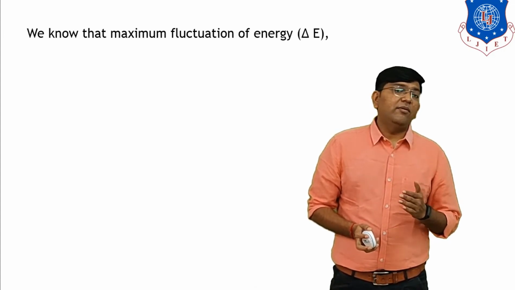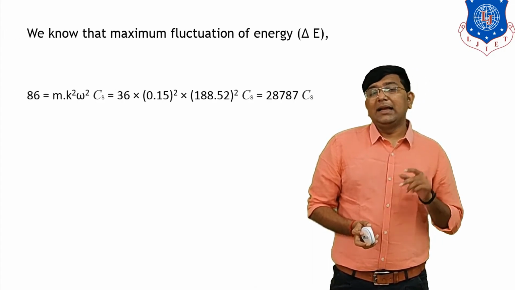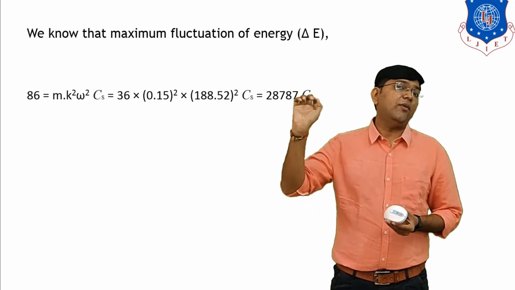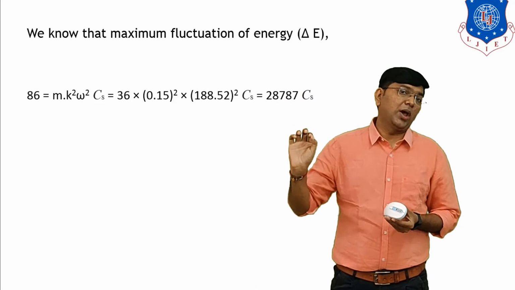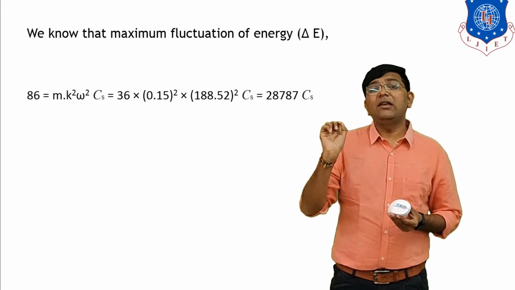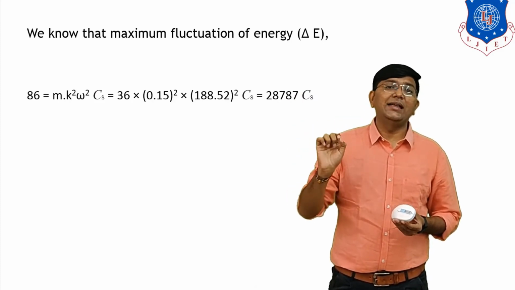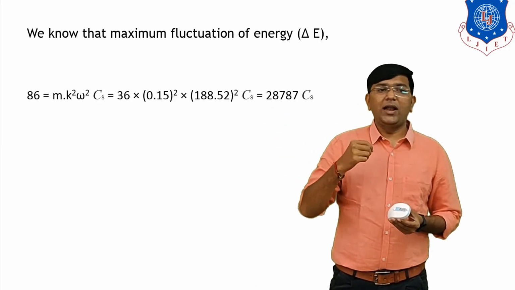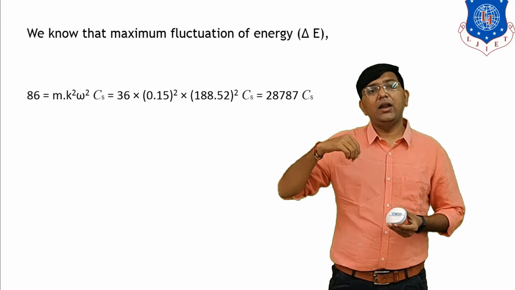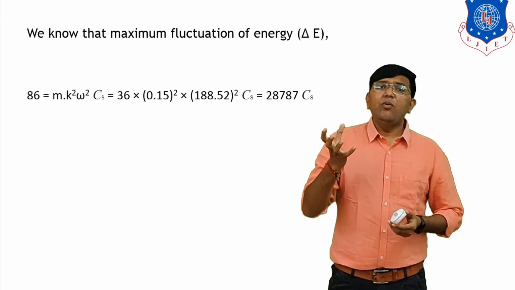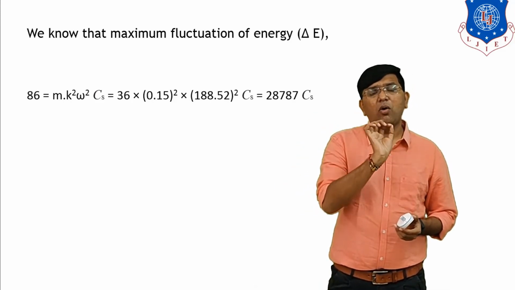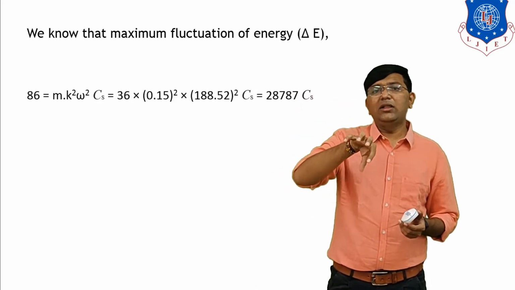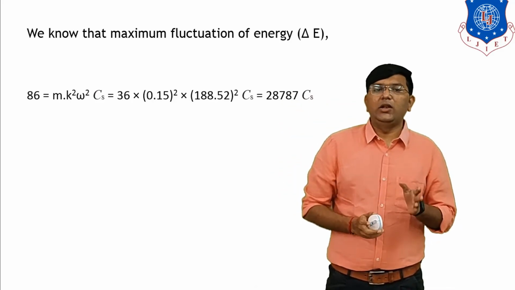We know that maximum fluctuation of energy delta E is equal to I omega square Cs. Now instead of I you can put mk square, because the equation for the moment of inertia, capital I, is equal to mk square. So the equation is converted into the form delta E is equal to mk square omega square Cs. Now we have all the values. Now we have only one unknown, that is Cs. Clear? Put all the values over here and calculate the value of Cs.